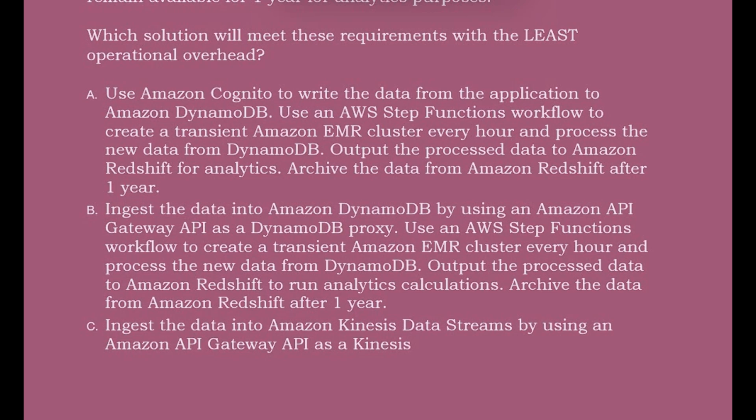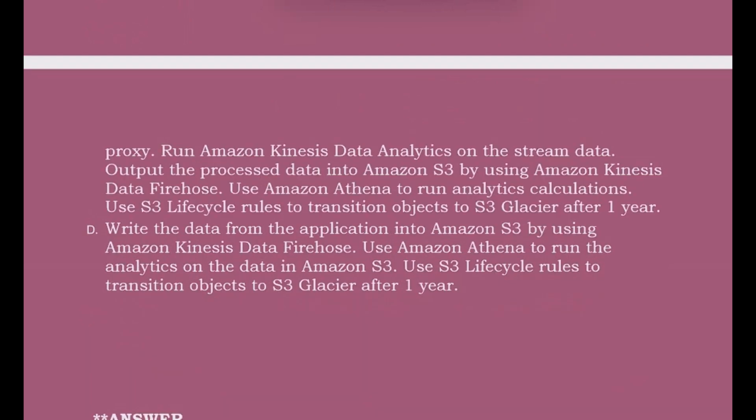Option C. Ingest the data into Amazon Kinesis Data Streams by using an Amazon API Gateway API as a Kinesis proxy. Run Amazon Kinesis Data Analytics on the stream data. Output the processed data into Amazon S3 by using Amazon Kinesis Data Firehose. Use Amazon Athena to run analytics calculations. Use S3 lifecycle rules to transition objects to S3 Glacier after 1 year.